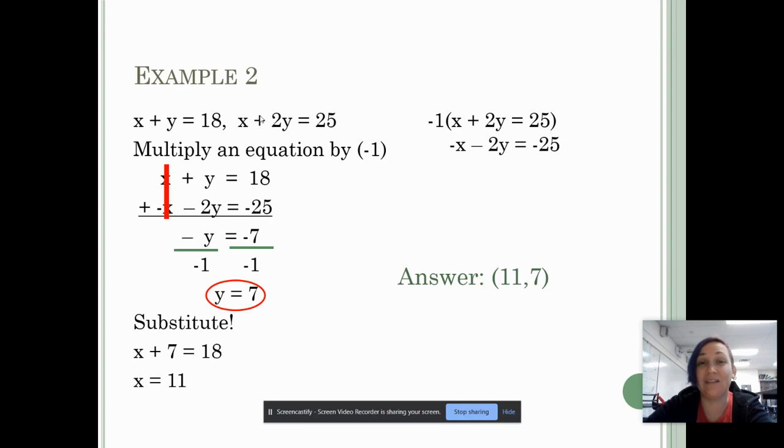For tonight's homework, these are the only types of elimination problems you will have. Either a variable will eliminate immediately right away, or you'll need to multiply one of your equations by negative 1 to get a variable to eliminate. Tomorrow, we'll talk about some more complicated problems.